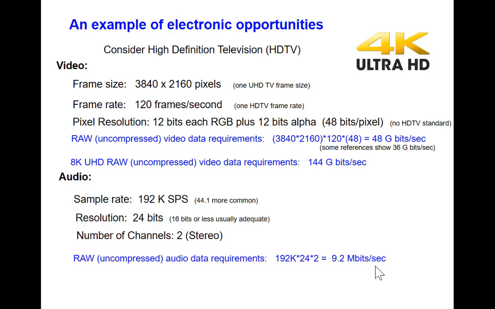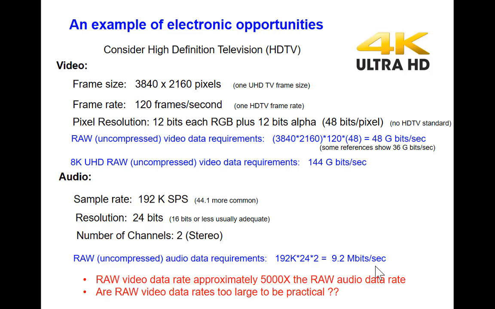So the raw uncompressed audio data requirements are 192 kilosamples per second times 24 bits resolution times 2 channels, 9.2 megabits per second. If you compare the audio data rate compared to the video data rate, what do we see? A lot less. Audio is almost free relative to the video. There's about a 5,000x difference between the raw audio and the raw video data rates.